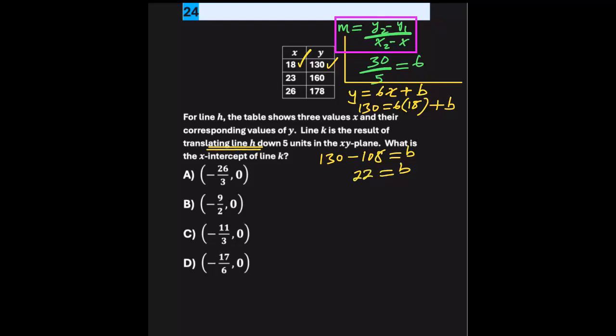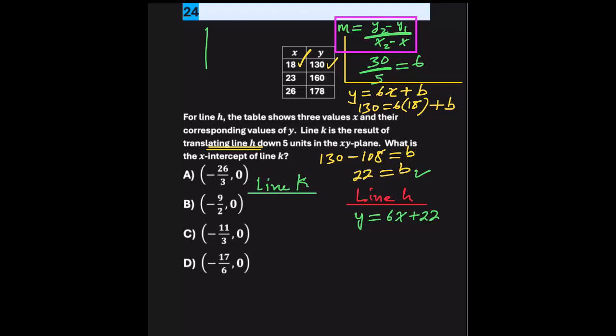Okay, so let's write down here line H. The equation for line H is y is equal to 6, for the slope, x plus 22, which is b. We need to translate line H to get line K.